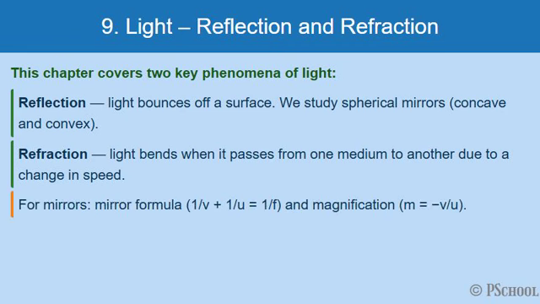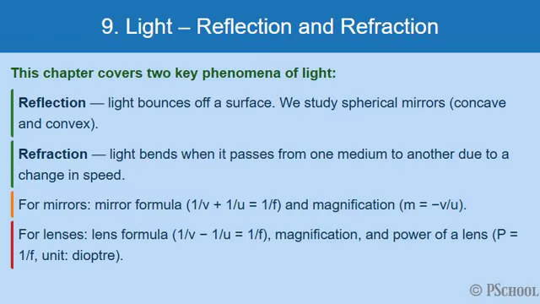For mirrors, we use the mirror formula, 1/v + 1/u = 1/f, magnification m = -v/u. For lenses, we use the lens formula, 1/v - 1/u = 1/f. We also study the power of a lens, measured in dioptres.